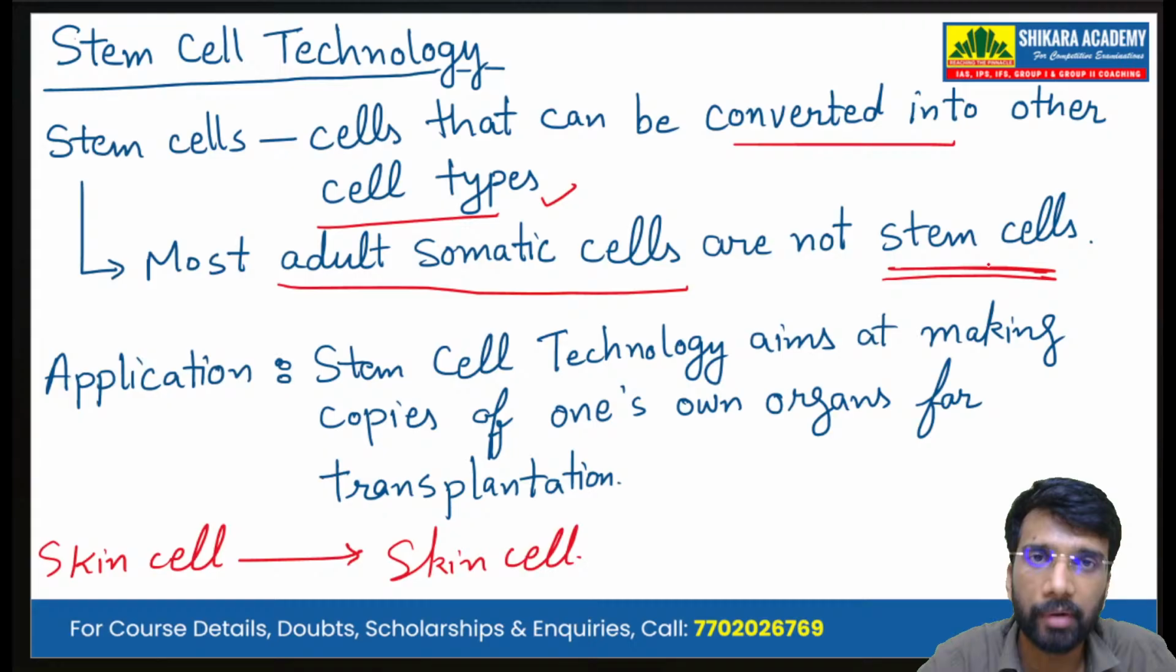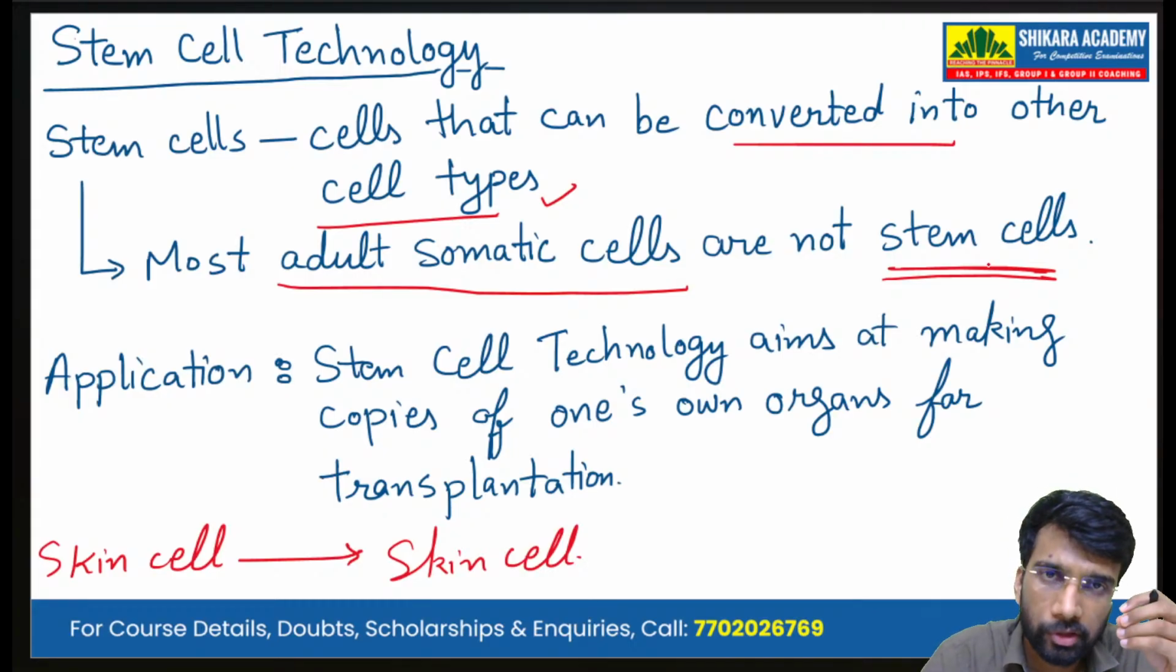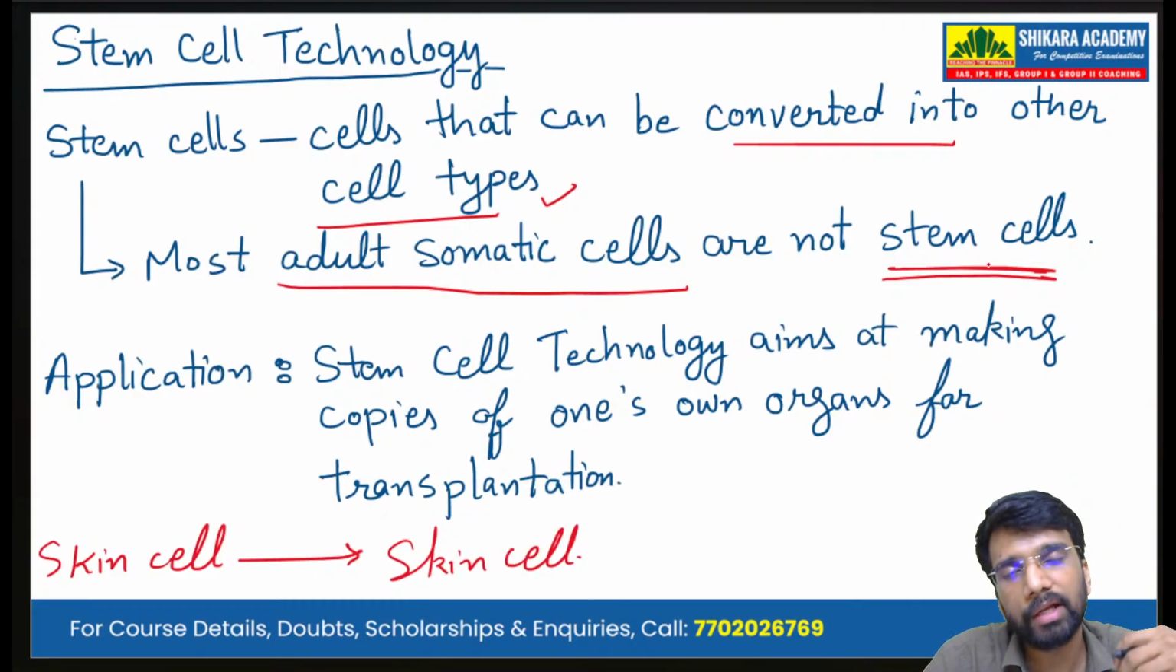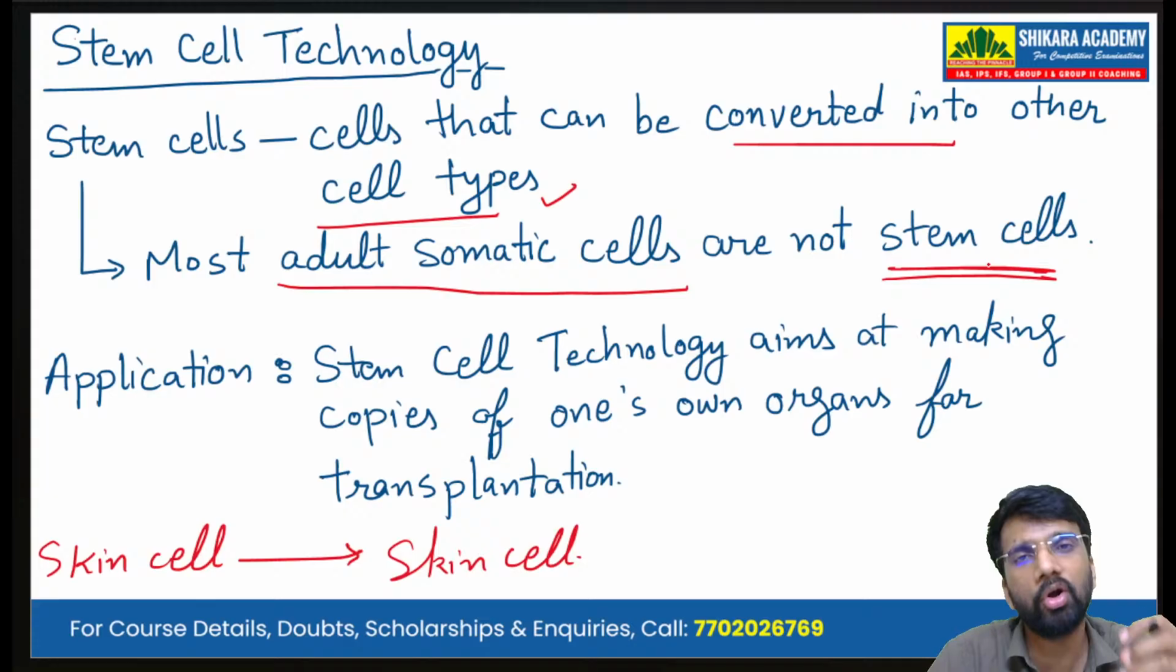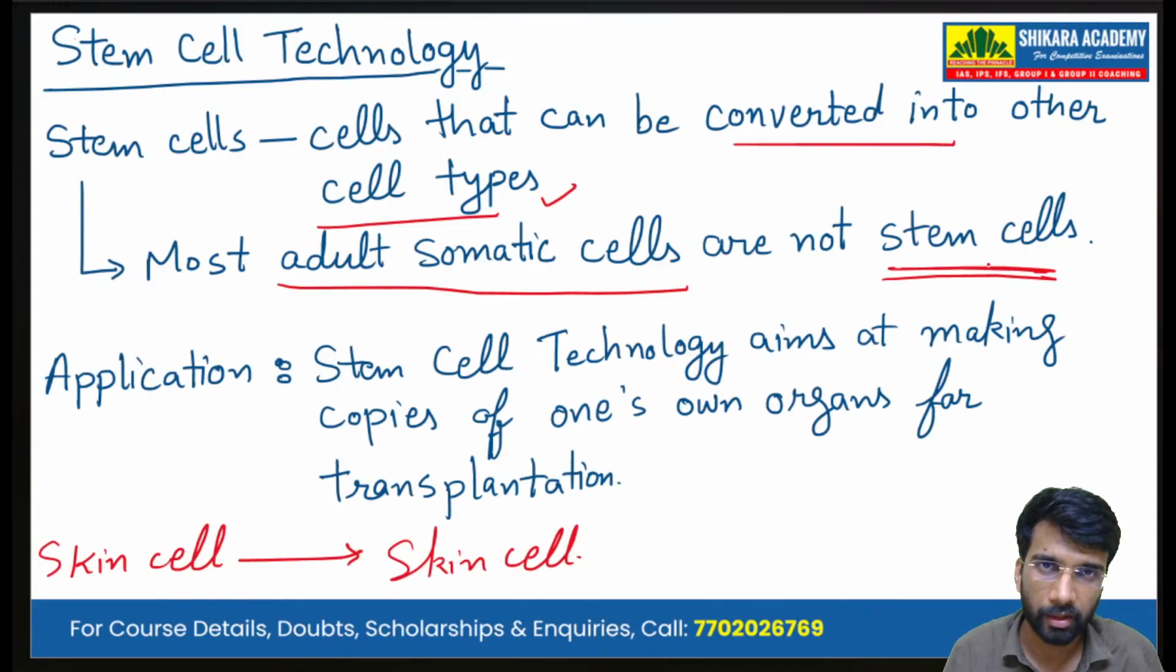Now, most adult somatic cells are not stem cells. When we grow, when we become adults, the somatic cells in our body, like your skin cells, your liver cells, your kidney cells, your muscle cells, your nerve cells, are the somatic cells that are not involved in sexual reproduction. So which are not the sex cells. So these adult somatic cells are not stem cells.